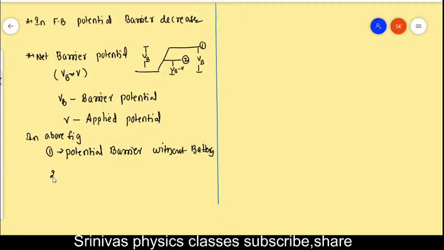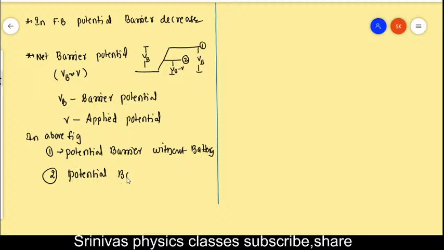But 2 is what? Potential is decreased now. Why? Because the applied potential we are giving is opposite to the barrier potential. That's why the net potential will decrease. This is the potential barrier with battery.